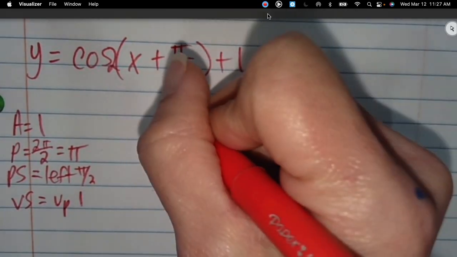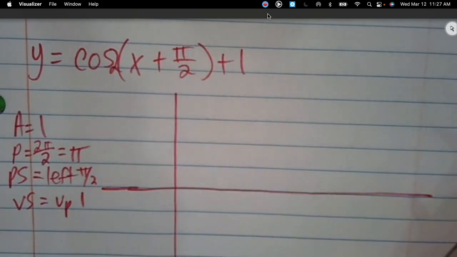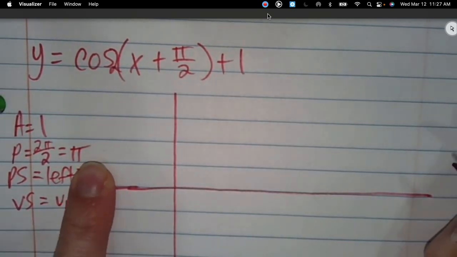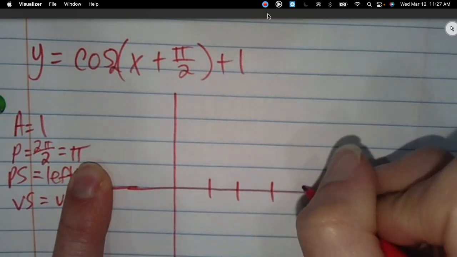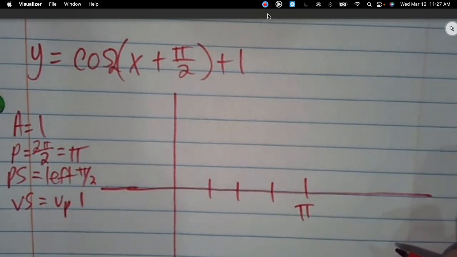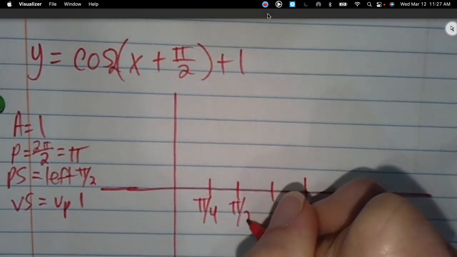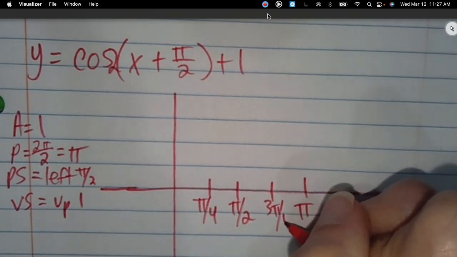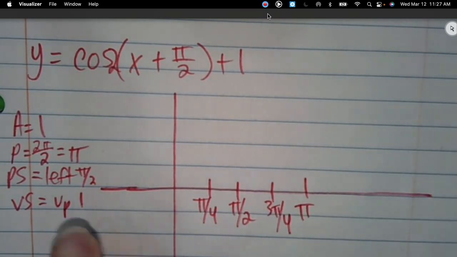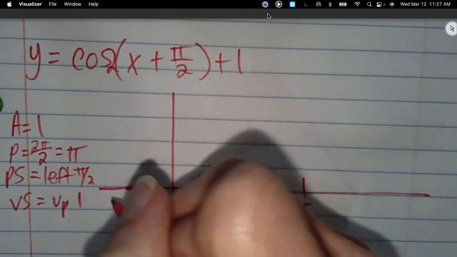All right, I should have gone backwards just a little bit more. I would use the period of my function, pi, and if I divide it into fourths, what's that going to be? 1 pi over 4, 2 pi over 4, 3 pi over 4. Now, this one actually has to go to the left, so I'm just going to mirror it like y'all said.